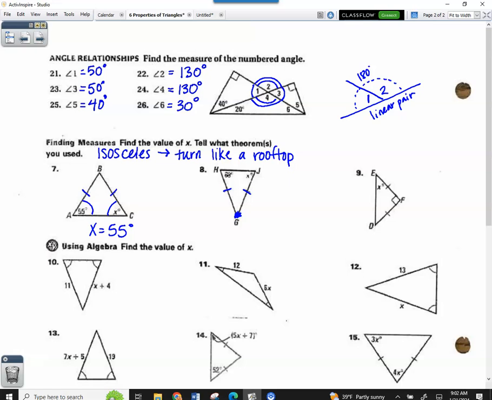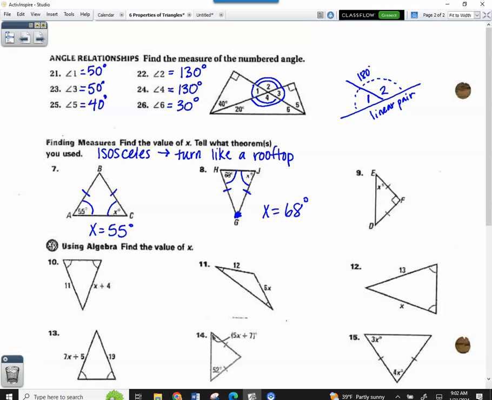Base angles, they're congruent. So find the base angles. So what's x? 68. You think that there's really not a lot of thinking involved, but it is. You have to look at it and recognize it's isosceles, turn it like a rooftop, find the base angles, they're congruent. So there's a little bit of thinking involved even when you don't realize it.